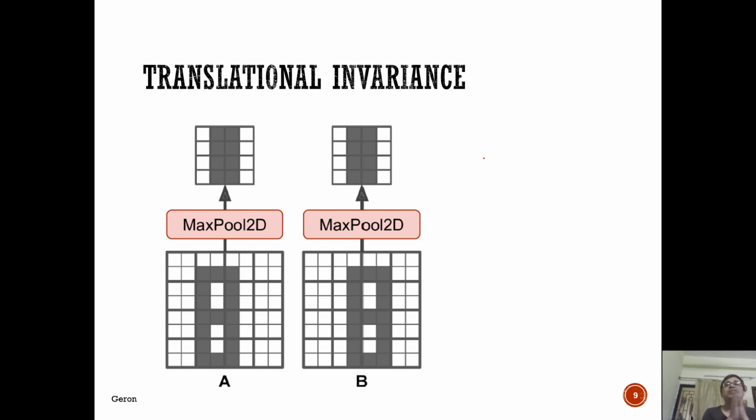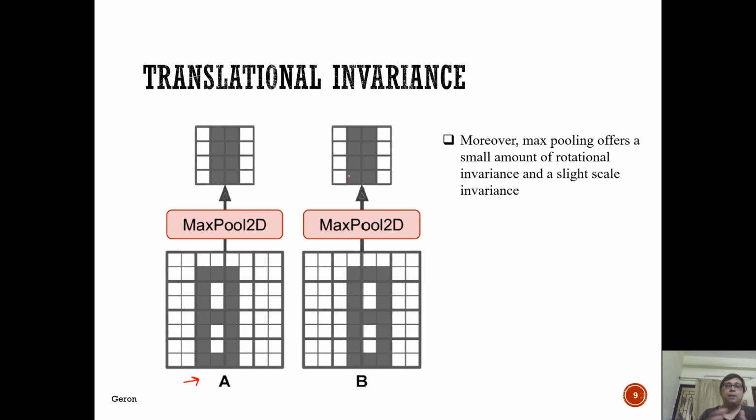Now, what do we mean by translation invariance? Look at this very carefully. Let's say this is your input to the pooling layer. This is one input, and this is another input. If you apply pooling, you actually get the same output. So what is the significance? In an image, if there is a cat, even if it is shifted a little bit by 1 or 2 pixels, it still remains a cat. Pooling helps you in that, because both pictures of the cat, even if shifted a little bit, are converted to the same output. So that makes it invariant to translation. It also offers a little bit of rotational invariance and slight scale invariance.